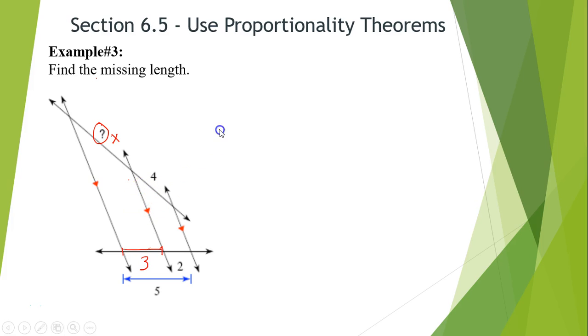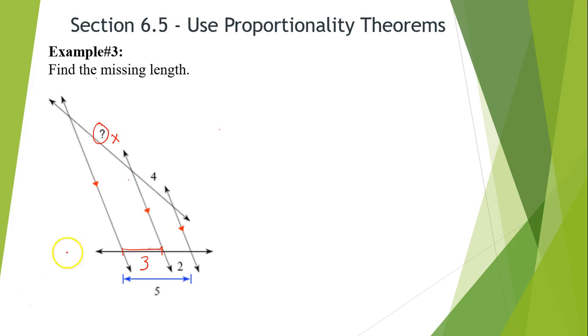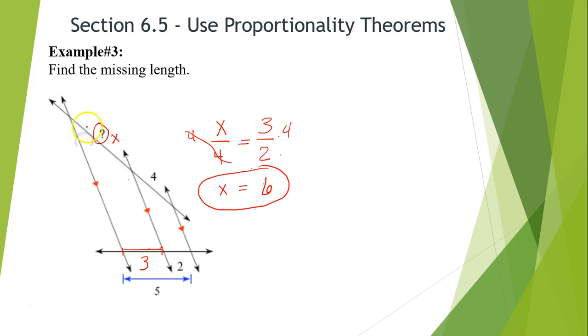All right, now let's set up our proportions. Okay, so let's say x over 4 is equal to 3 over 2. Now solve for x. So you can do cross multiplication, or you can just multiply both sides by 4. And when you multiply both sides by 4, which is what I'm going to do, this cancels, and you're left with x equals 6. And there you go. We found the missing length.